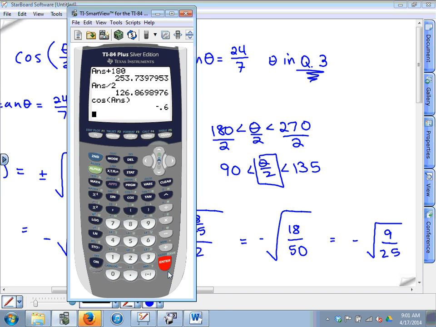Okay, so now we take the cosine of that, which is negative 0.6. And then check your answer. Negative 3/5 is negative 0.6. So we have happy feelings now because it's right.